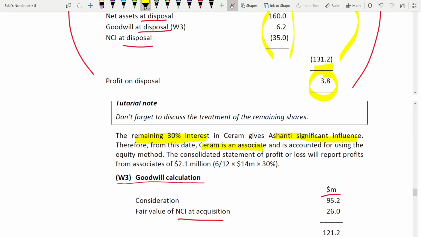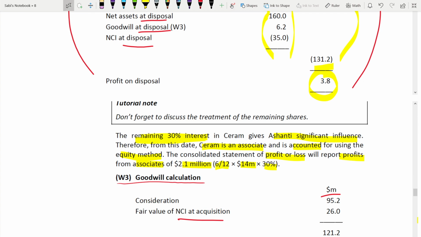And it is not enough to say that it is an associate. It is accounted using what method? Equity method. And you also have to say the consolidated statement of profit or loss will report profit. So in the consolidated profit or loss, you report profit from associates, 2.1 million. How 2.1 million? 30% is for associate, 6 months, because 6 months you have consolidated. That means the other 6 months is associate, and 14 million is the total profit.